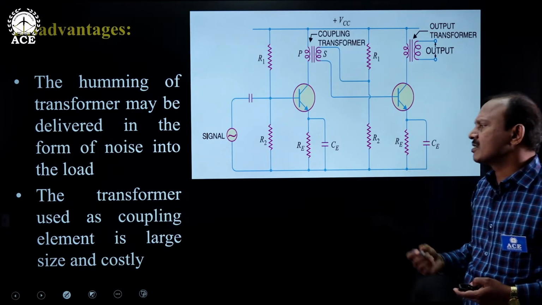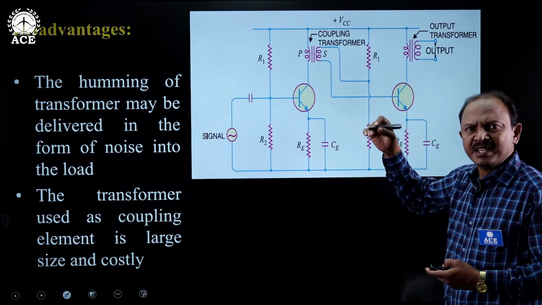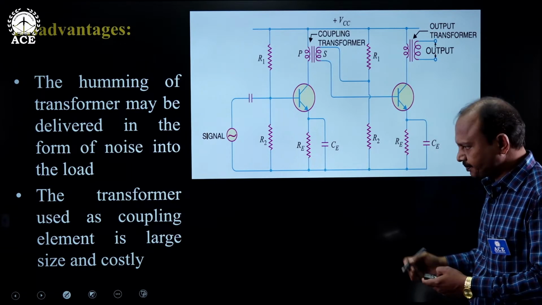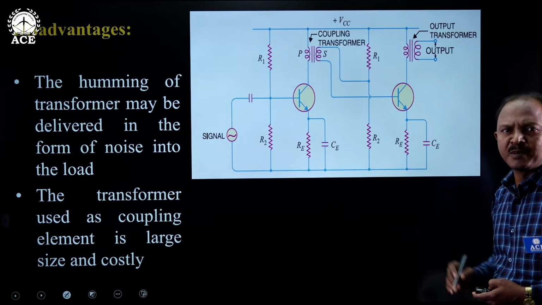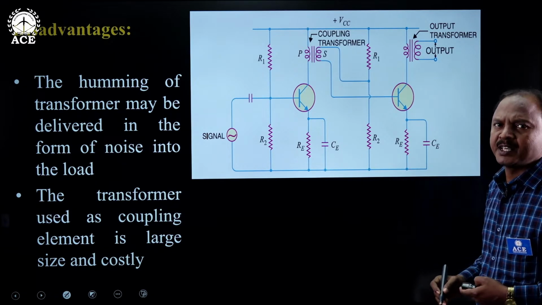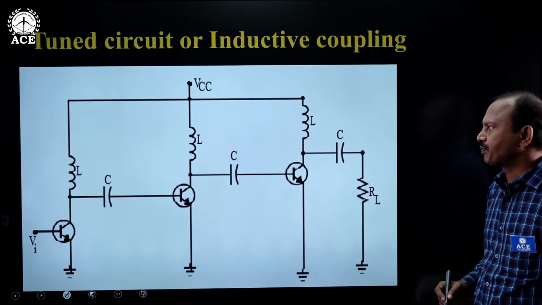And of course, the other one is that the transformer which we are using as the coupling element is very large in size and is costly. These are the disadvantages of the transformer coupling scheme. Now let's consider the last coupling scheme, inductor coupling or tuned circuit coupling.